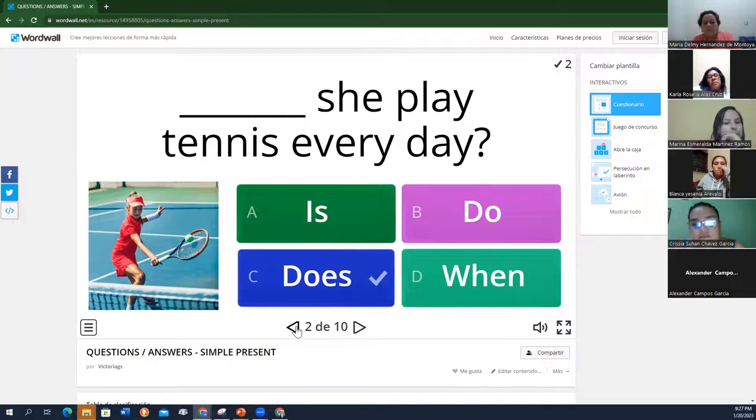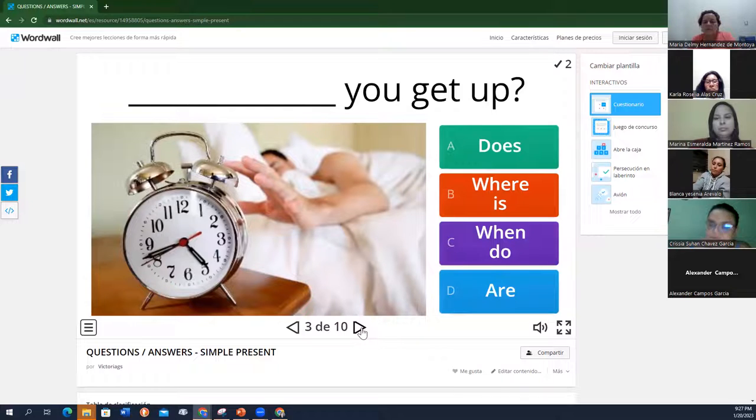Por eso es if el you dance, use, ¿verdad? It sounds weird, suena raro, ¿ok? Si usted utiliza el is, tiene que ser el verbo con ing. Is she playing tennis? Ajá, en este caso estamos preguntando en tiempo presente, ¿ok? That is the reason we're going to use does, ¿ok? Does she play tennis every day? Okay, good. What is the correct one?